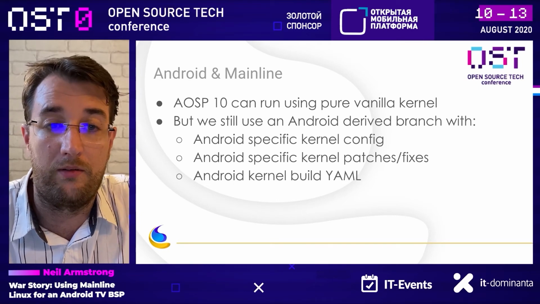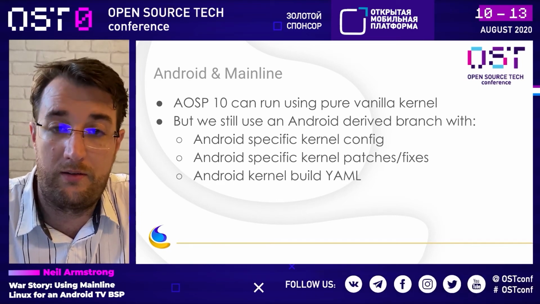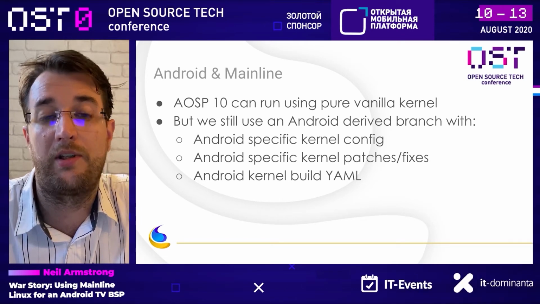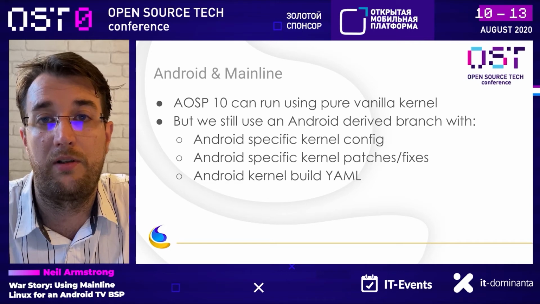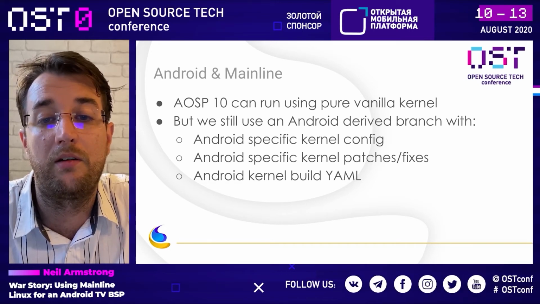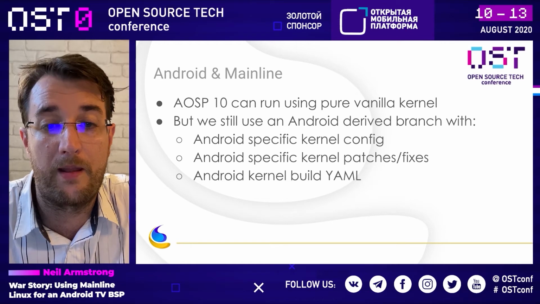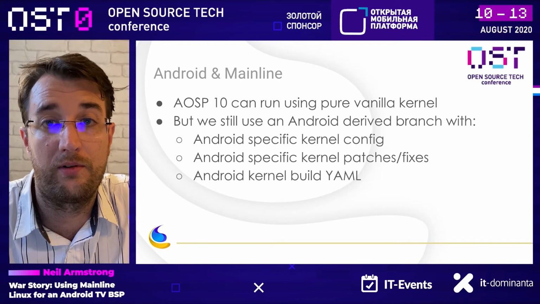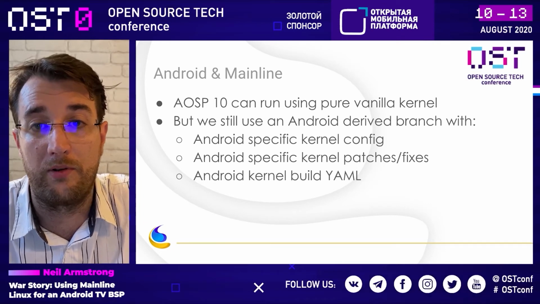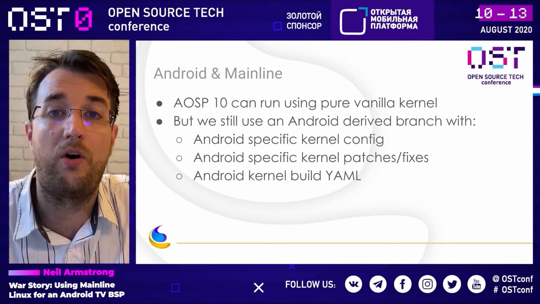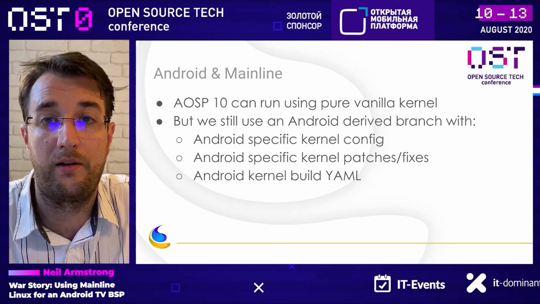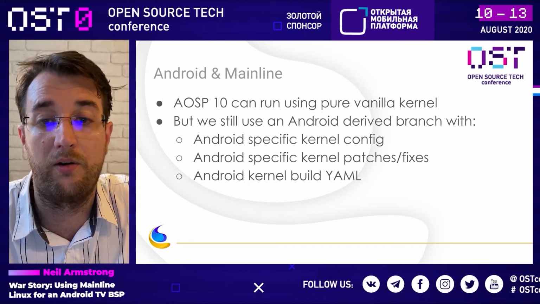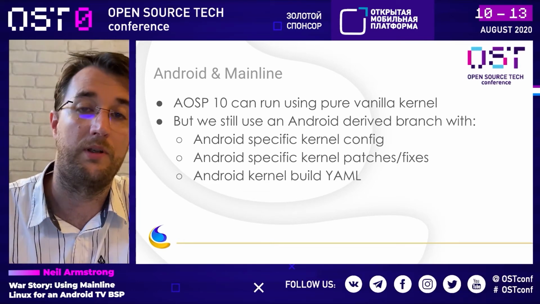But it's still needed to use an Android derived branch because they have a set of kernel configs. They have scripting to generate this config. They have their own fixes and patches for performance, for example, to fix some corner cases. And they have their own build system for the kernel integrated with Clang and YAML and all the tools centralized. All this is to be done by a build server, to be automated.